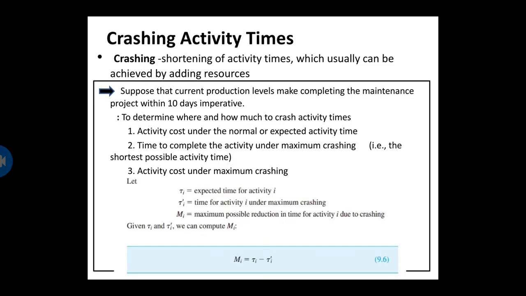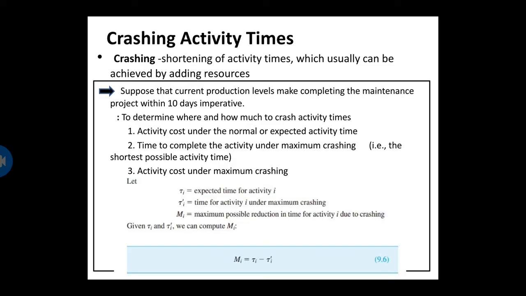To determine where and how much to crash activity times, we need information on how much an activity can be crashed and how much the crashing process costs. Hence, we must ask for the following information. The first one is activity cost under the normal or expected activity time. The second one is time to complete the activity under maximum crashing, the shortest possible activity time. The third one is activity cost under maximum crashing.